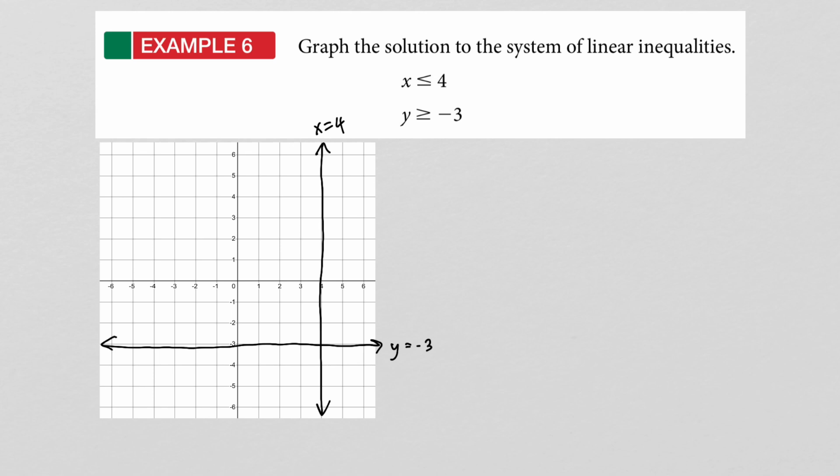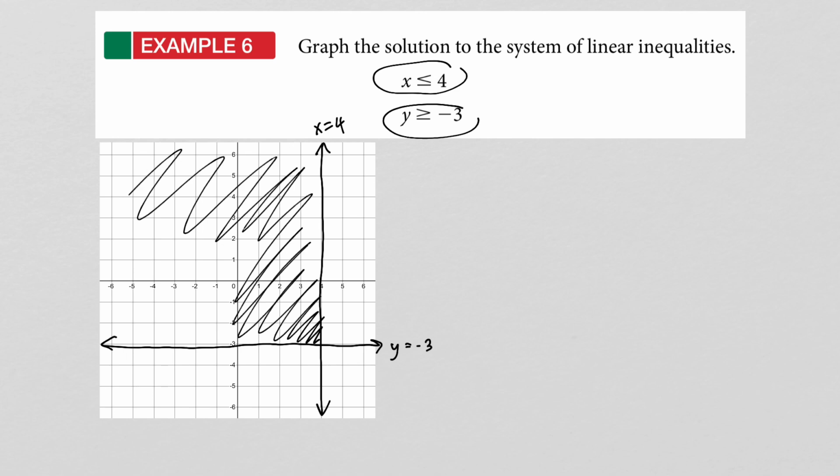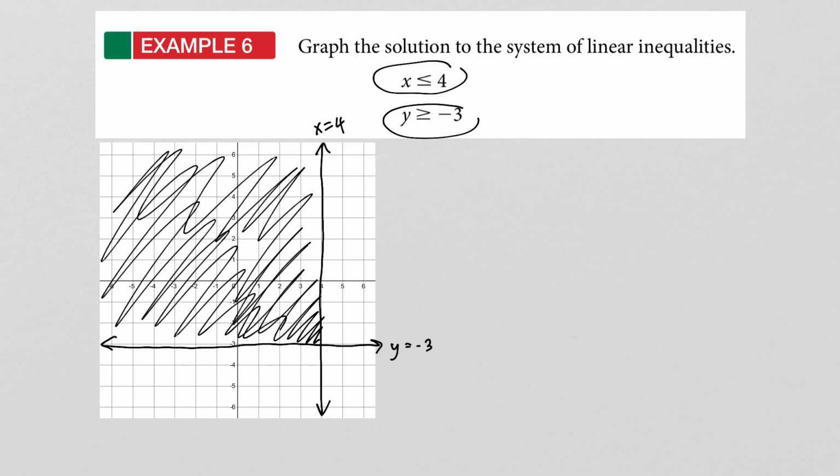And now we need to shade what? Above that line, but to the left of the vertical line. And so that's going to be this region right in here. And notice that this region is infinite. It goes on forever in all directions this way. These are all the points that are to the left of this line and also above this line.